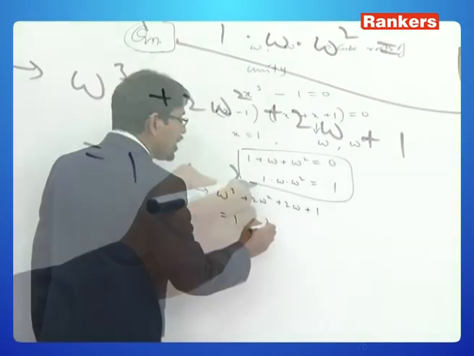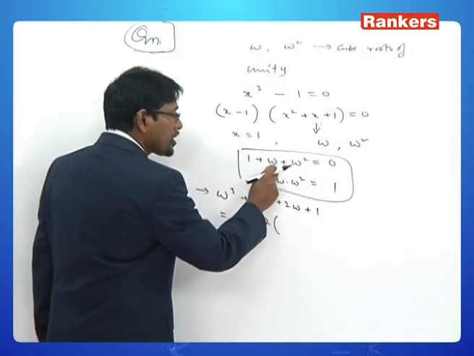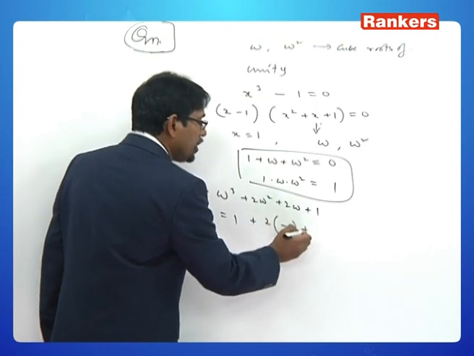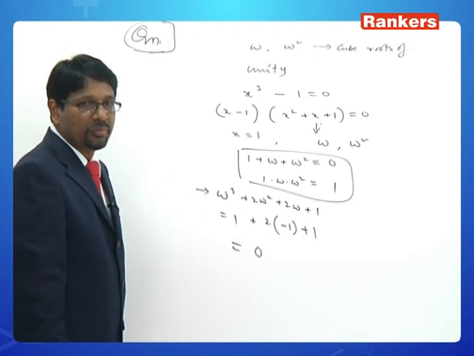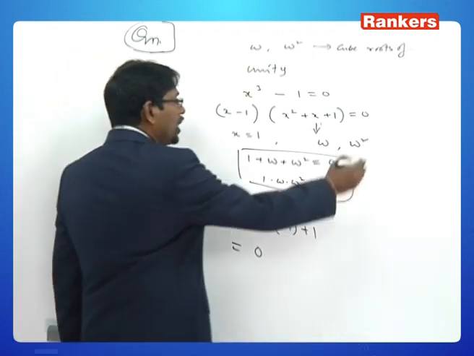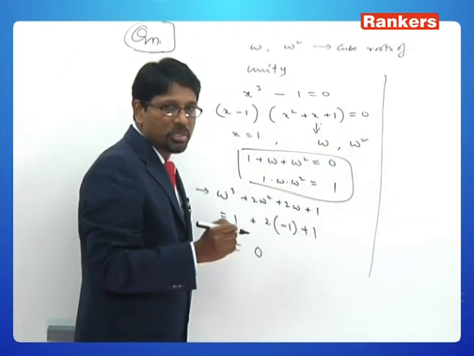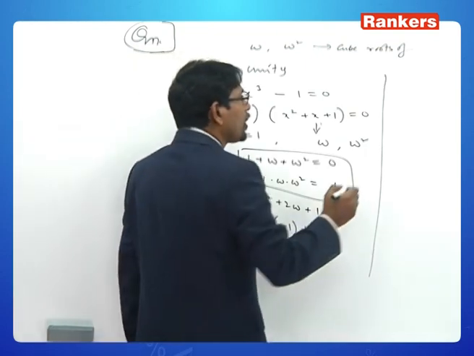Okay, 2 into omega square plus omega, what is omega plus omega square? Minus 1. So 2 into minus 1 plus 1, that's clearly 0. So omega is a root for the first equation. Now it's easy to check that it's a root for the second equation as well.